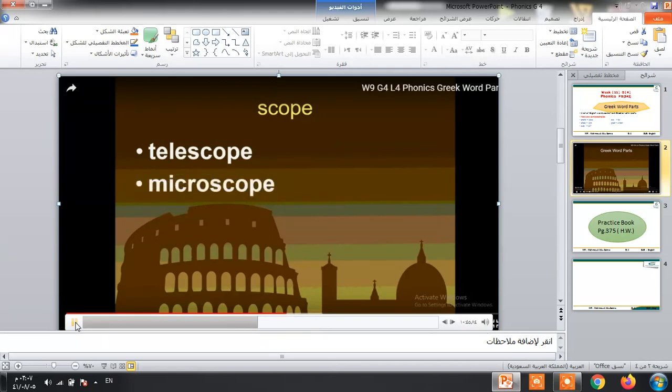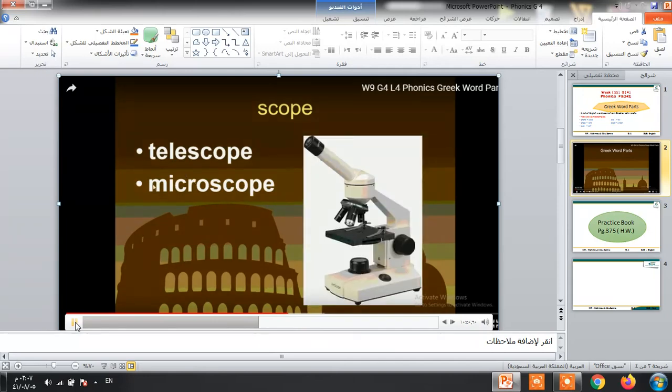Next word, microscope. The word micro, as we learned earlier, means small or tiny. Scope means to see. Together, microscope is a device that is used to see tiny objects like bacteria.